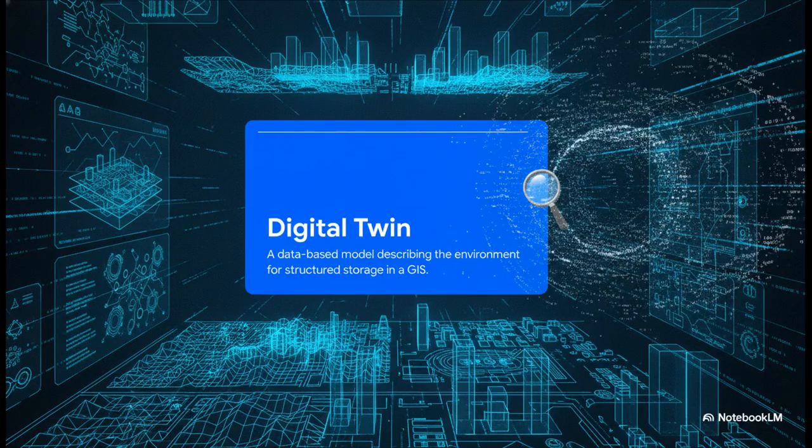So, to do this, we really need to understand our ultimate goal here, creating a digital twin. A digital twin is exactly what it sounds like, a comprehensive, data-based model that describes our environment. It allows us to abstract the real world and store it in a structured way within a geographic information system, or GIS. You can kind of think of this explainer as the step-by-step boot-up sequence of our geospatial database.